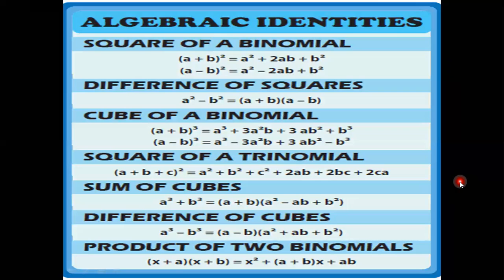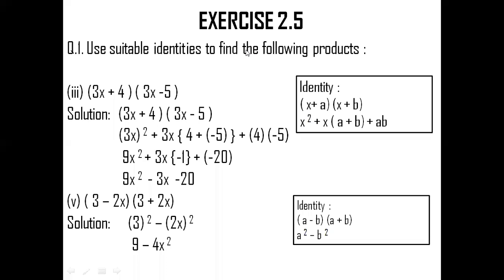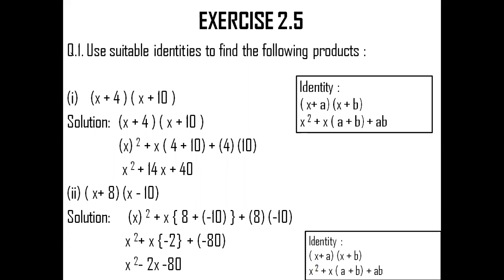Now, in the textbook, the first question of exercise 2.5 is: use suitable identities to find the following products. As you could see, the first question is (x plus 4) into (x plus 10). What is it? (x plus 4) into (x plus 10).